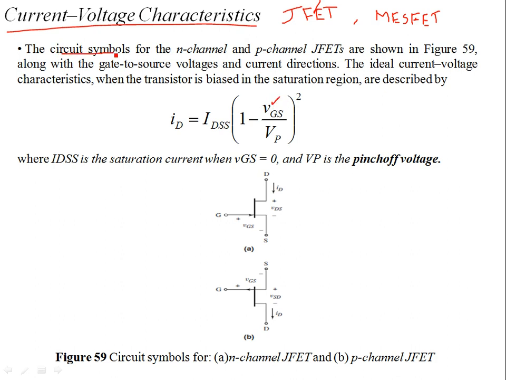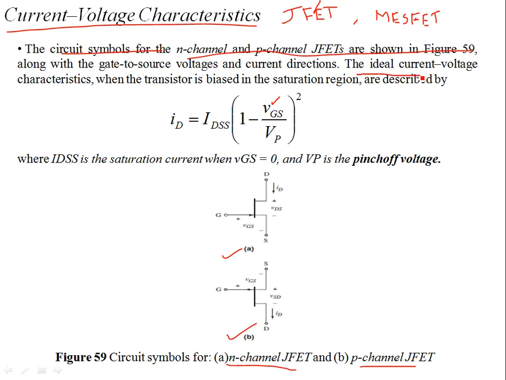The circuit symbols for the N channel and P channel JFETs are shown in figure 59 over here. You can see that in part A you have an N channel JFET, and part B shows a P channel JFET. The direction of the currents is reversed over here. You can see the source and drain terminals. These are the other way around in the N channel because of the direction of current. The polarities of VDS and the direction of currents are shown in these two symbols.